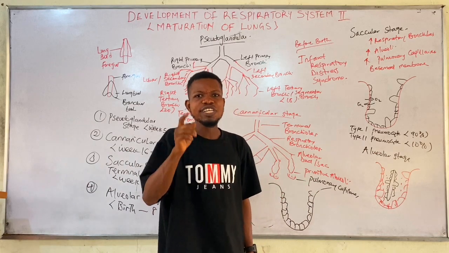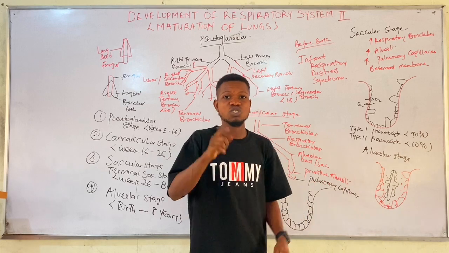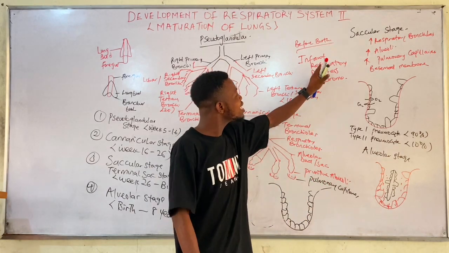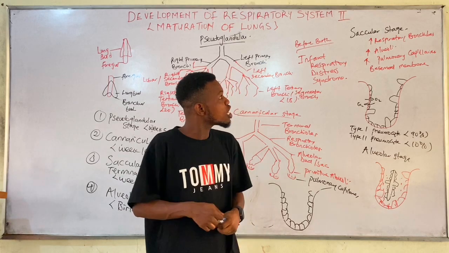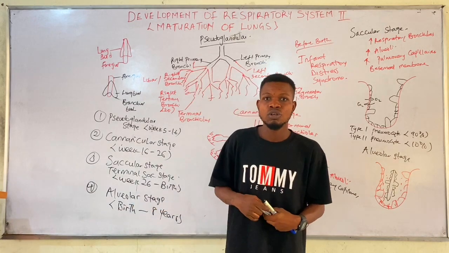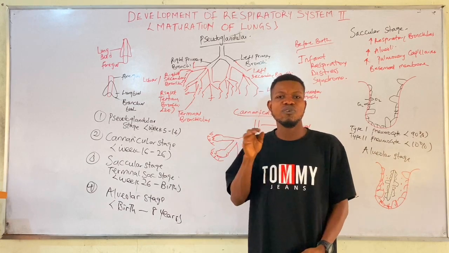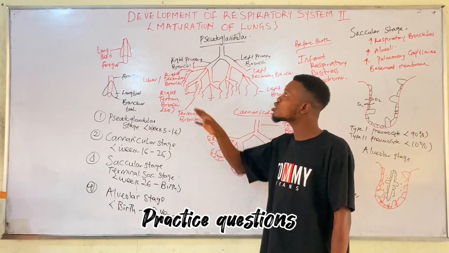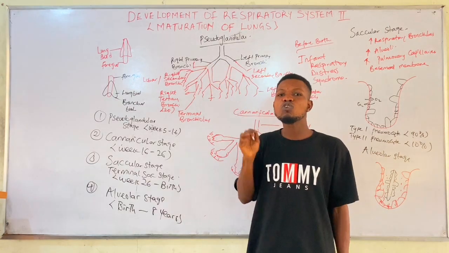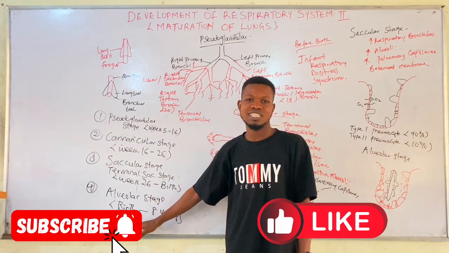So when a baby is born prior to development of type 2 pneumocytes that secrete surfactant, that condition is called infant respiratory distress syndrome. So that is all about this video. At the end of this video, there will always be a practice question. Please practice it well so you can enhance your understanding of what maturation of lungs is all about, from the pseudoglandular stage up to the alveolar stage.